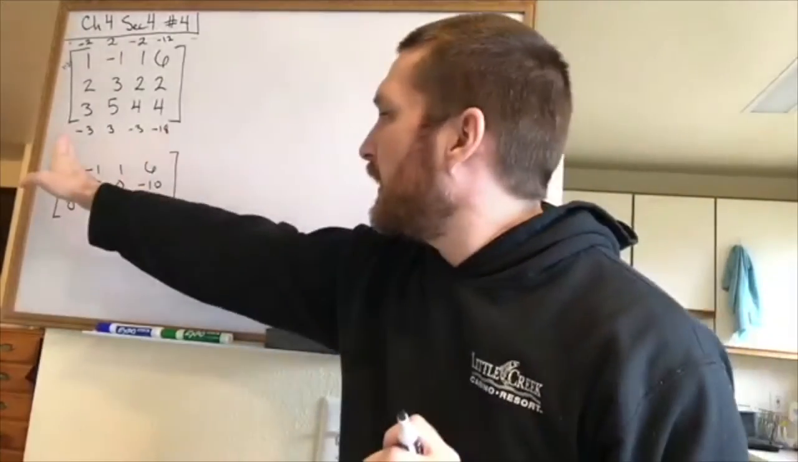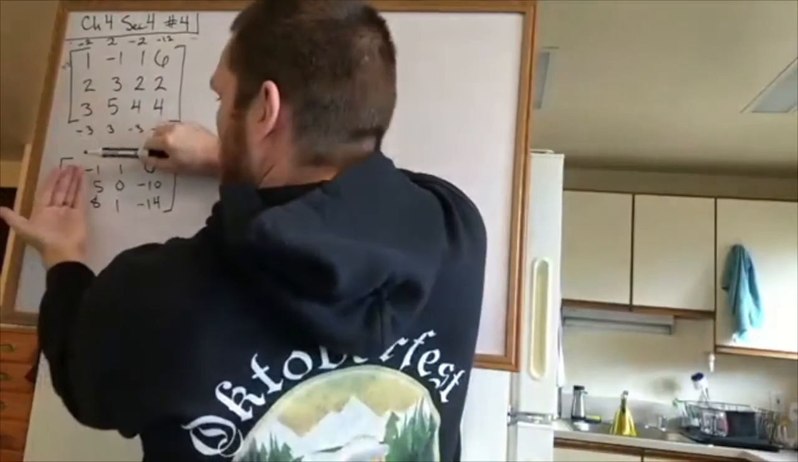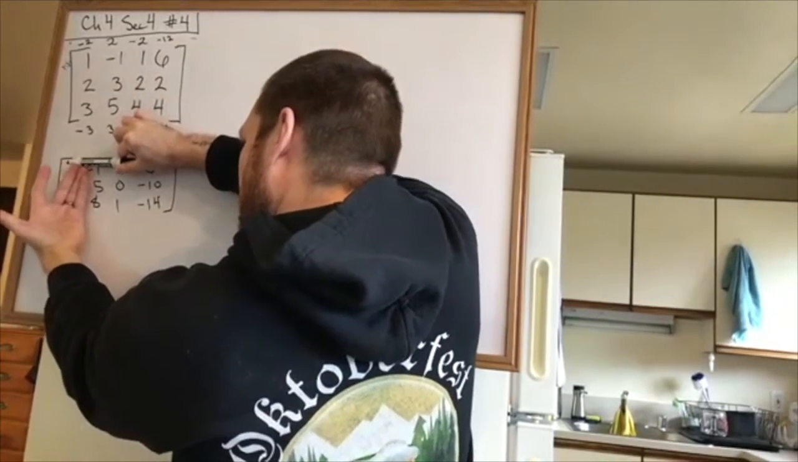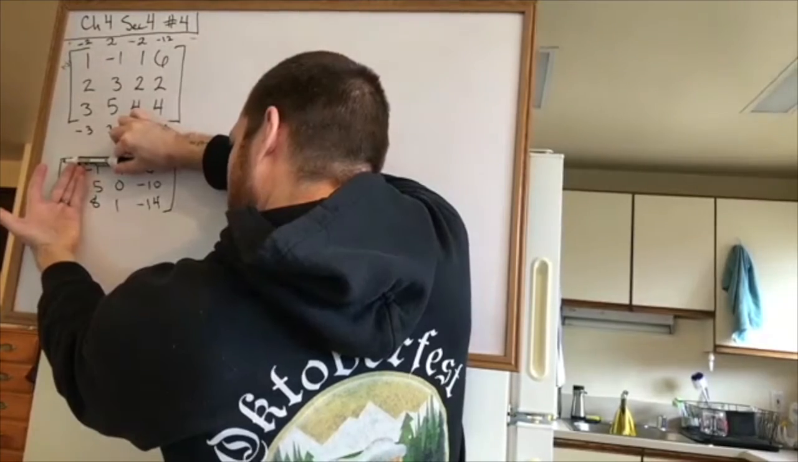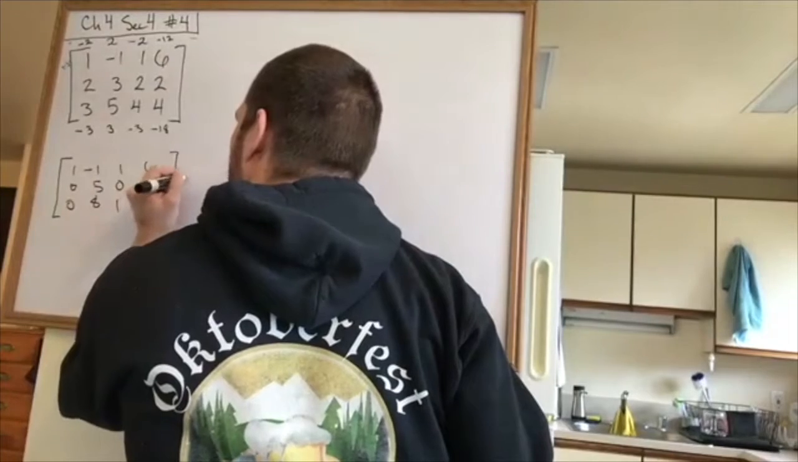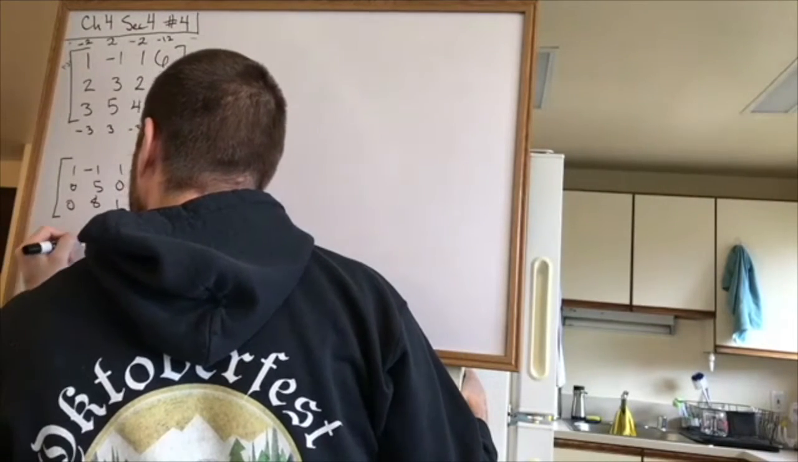I have a column of zeros. So now it's like we're working on a new problem where I have a new system with the 5, 0, -10, 8, 1, -14. So I need a leading one. So that means I need to divide that whole row by 5. So I'm going to do that. And that gives me, I'm not changing the top.